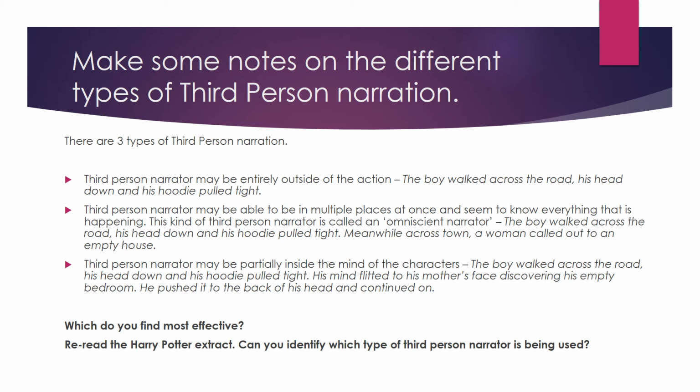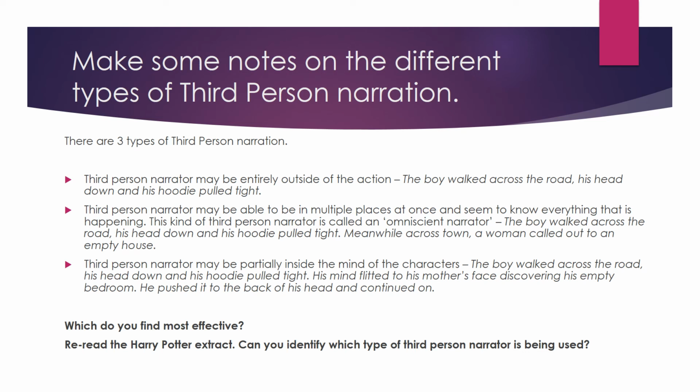Our final one is a third person narrator who might be partially inside the mind of the character. So it's somebody who's almost experiencing a story by looking over their shoulder. An example of this: the boy walked across the road, his head down and his hoodie pulled tight. His mind flitted to his mother's face, discovering his empty bedroom. He pushed it to the back of his head and continued on.